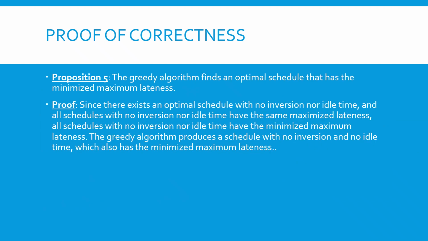We can now prove the correctness of the greedy algorithm. By proposition 3, there exists an optimal schedule with no idle time and no inversions. By proposition 4, all schedules with no idle time and no inversions have the same maximal lateness. Therefore, any schedule with no idle time and no inversions is optimal. The greedy algorithm produces a schedule with no idle time and no inversions. Hence, it is optimal and minimizes the maximal lateness.